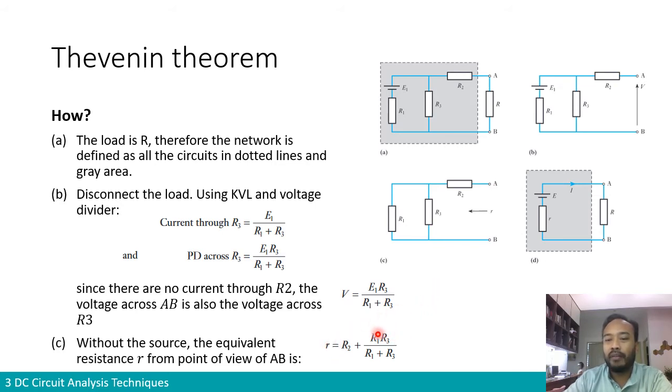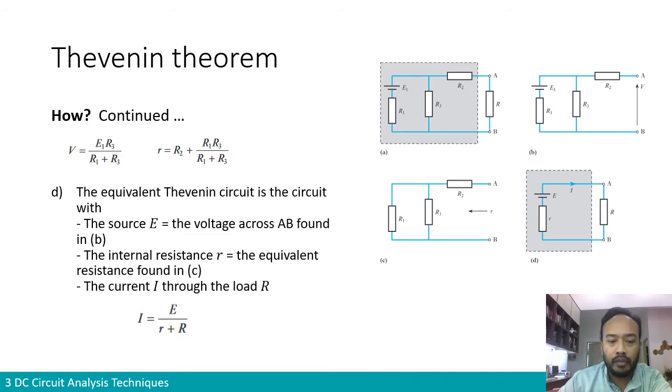So now we have found the equivalent voltage source V, or what we call here the new E. This is the voltage, and R is the internal resistance. Now that we have calculated the equivalent voltage source V across AB and the internal resistance R, we can therefore draw the equivalent circuit, such as in D over here.